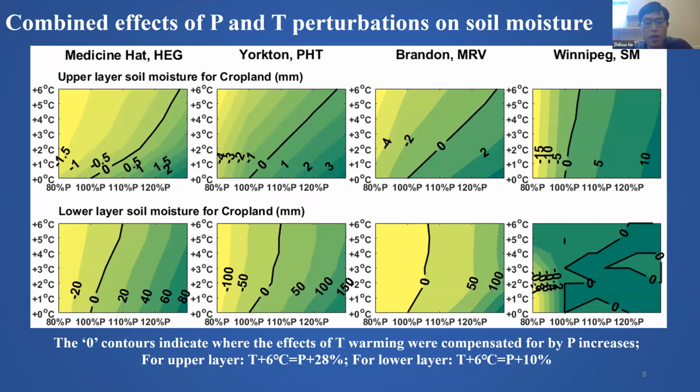Also, when investigating the combined effect of precipitation and temperature on the soil moisture, we can see the decrease in soil moisture caused by temperature warming of 6 degrees can be compensated by the increase caused by precipitation increase of up to 20% for the upper layer soil moisture. But for the lower layer soil moisture, the precipitation increase of 10% is already enough to compensate for the decrease caused by the temperature warming of 6 degrees.